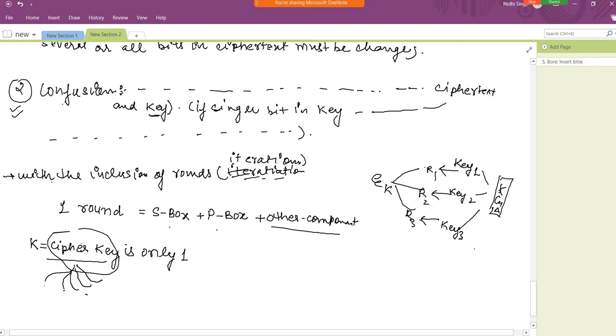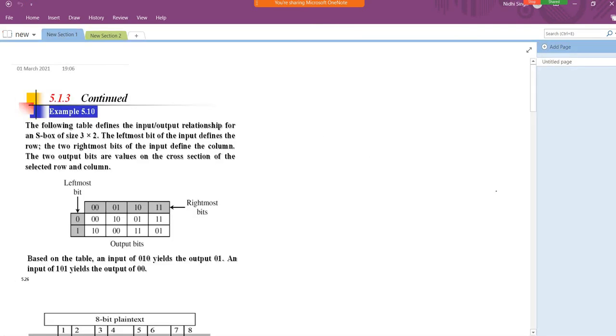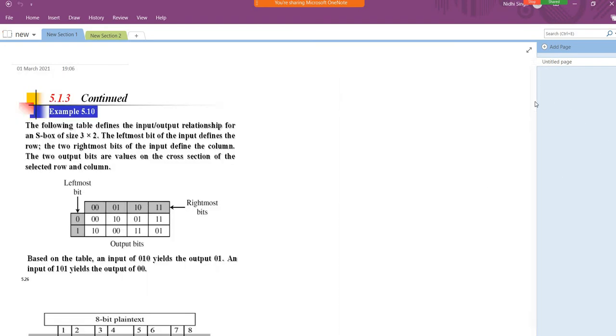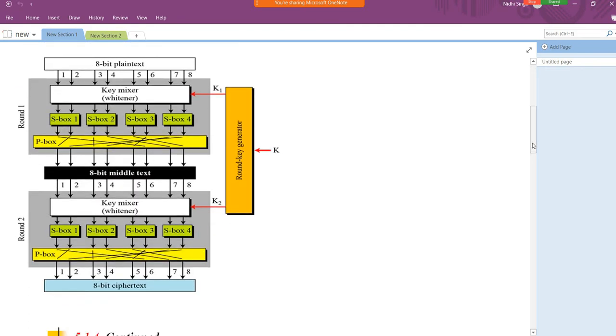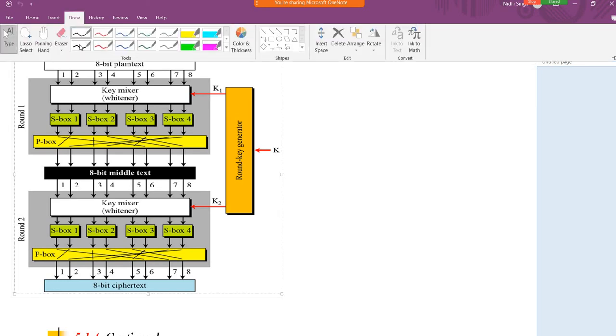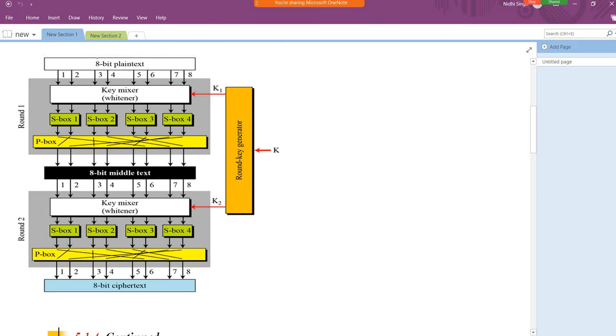So the example of this type of product cipher can be seen from this diagram. Here I have made a table, maybe; let me explain it later, first I will finish this. So you have 8-bit plaintext in this diagram. It is one of the product cipher examples. So 1, 2, 3, 4, 5, 6, 7, 8, and this is a key mixture. So what is key mixture? I will tell you now. Key mixture is also called the whitener.